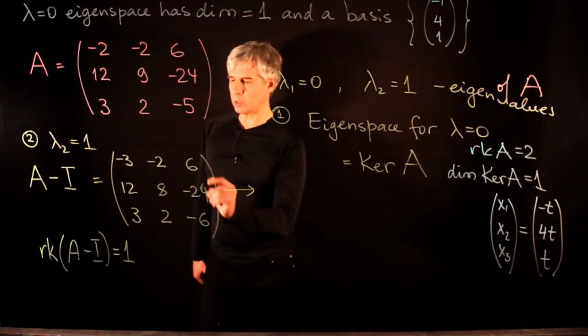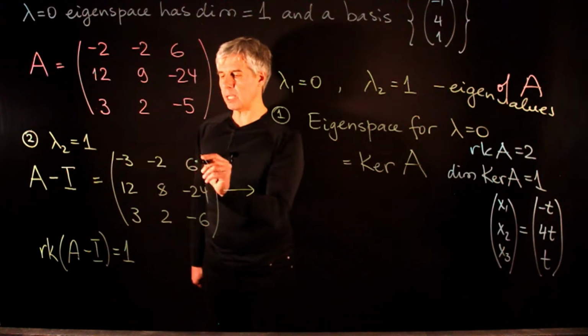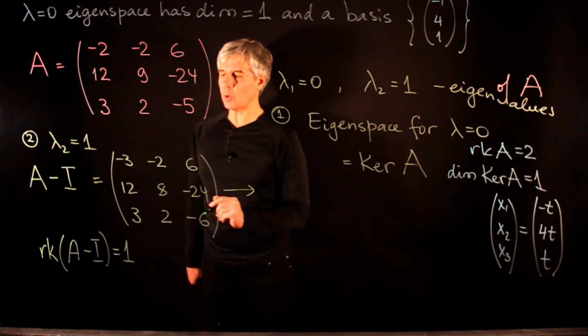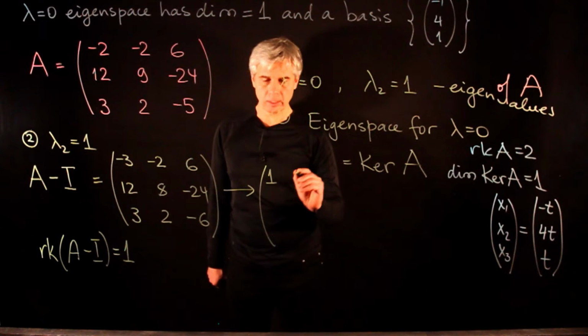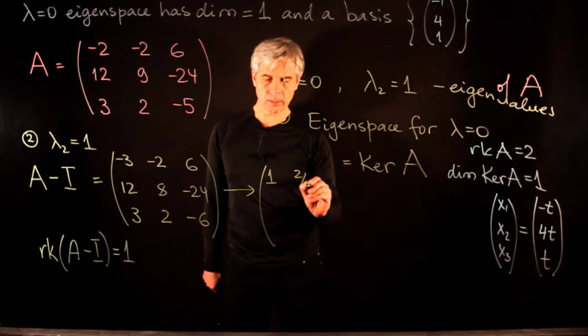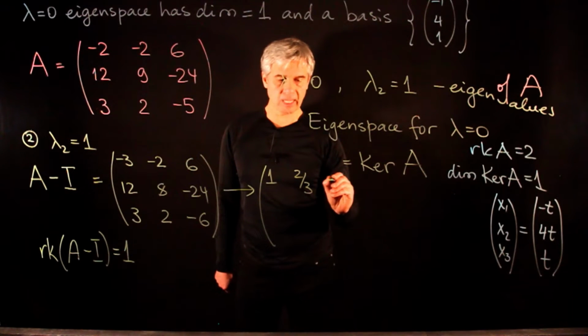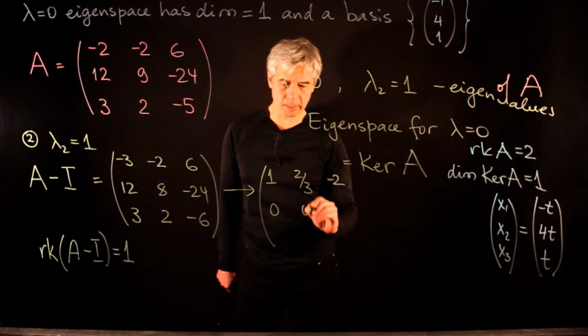And then the reduced row echelon form is obtained by dividing the first row by negative 3. So we get the matrix 1, 2/3, and negative 2. And the rest will be 0.